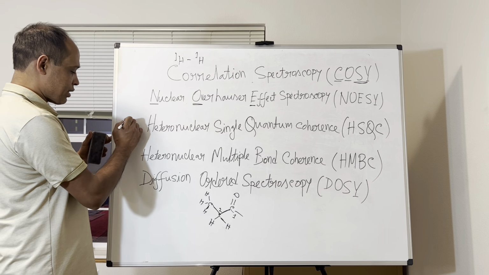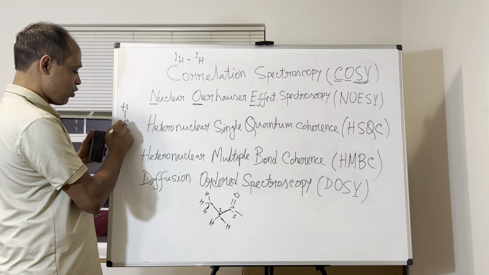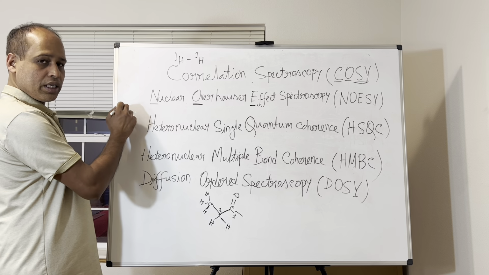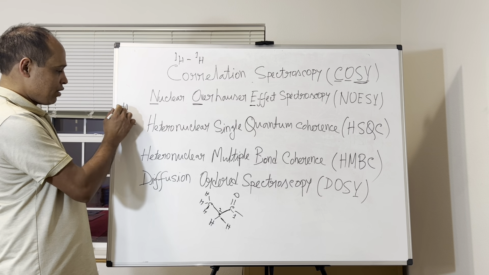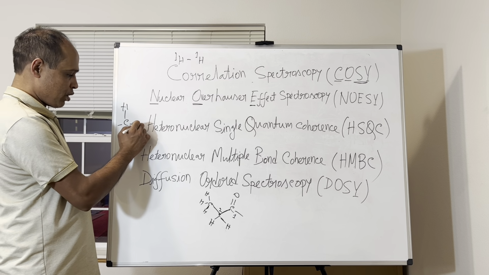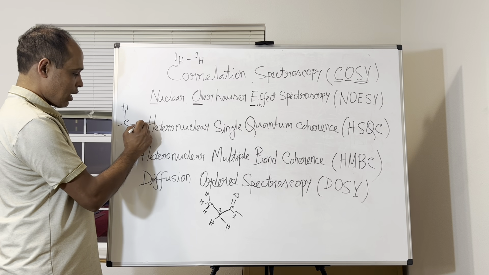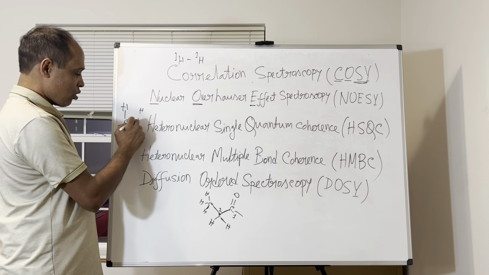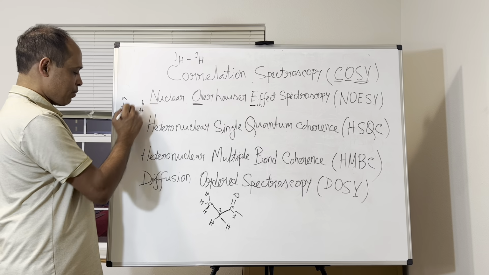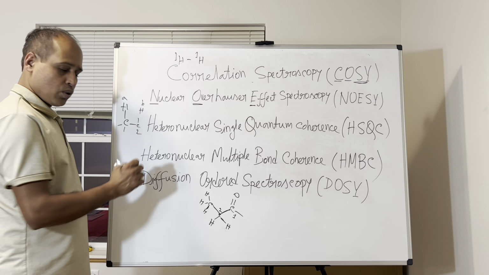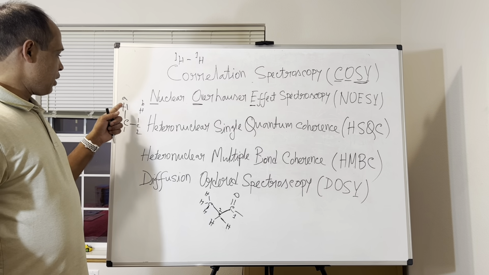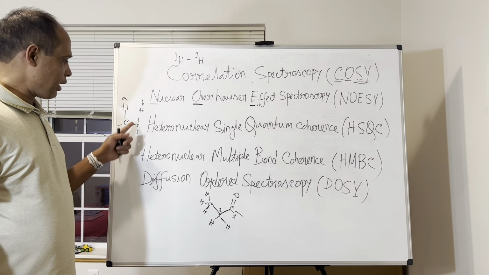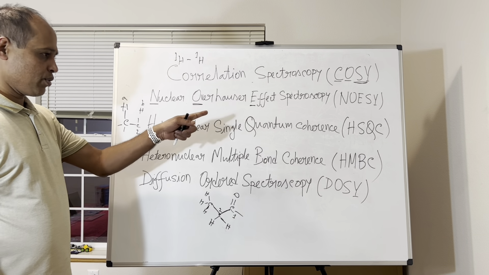HSQC is direct carbon-proton. If you know a specific proton, then you can say this proton is connected to this carbon. Suppose you have another carbon in this structure, say it is A proton, it is B proton, it is number 1, it is number 2, so you can easily determine this A proton is with carbon 1 and B proton is with carbon 2. That is with the HSQC.